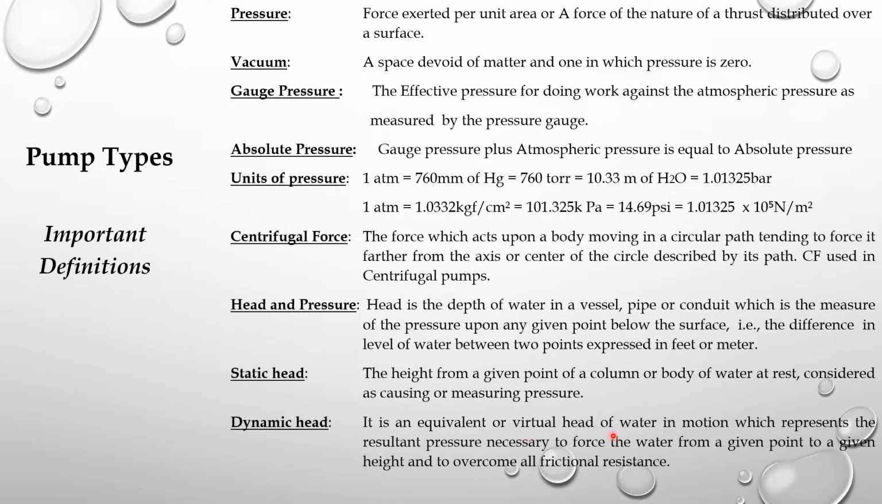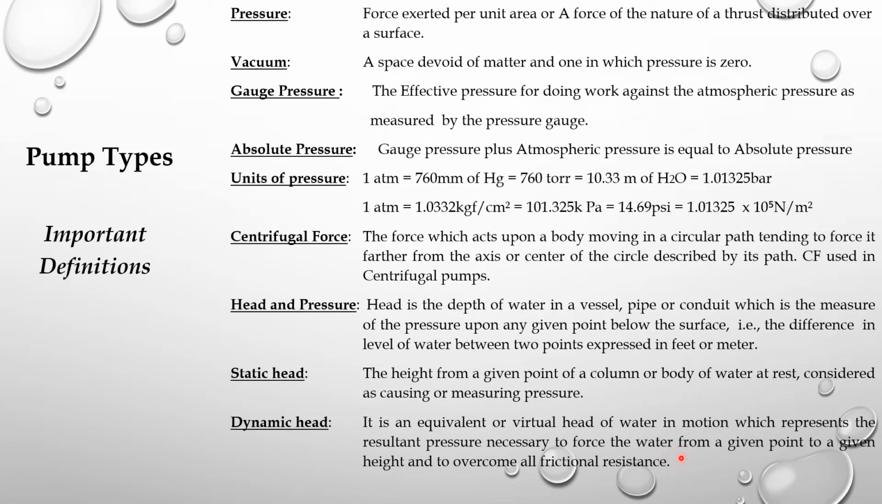Dynamic head. It is an equivalent or virtual head of water in motion, which represents the resultant pressure necessary to force the water from a given point to a given height and to overcome all frictional resistance. This is the normal pump discharge pressure, or it's called dynamic head, and the pump is pumping at a pressure. It is measured as a meter of water column. That will be available on the nameplate of the pump.